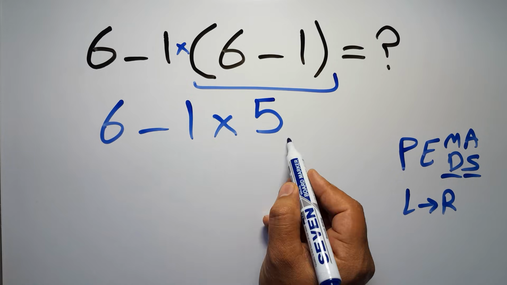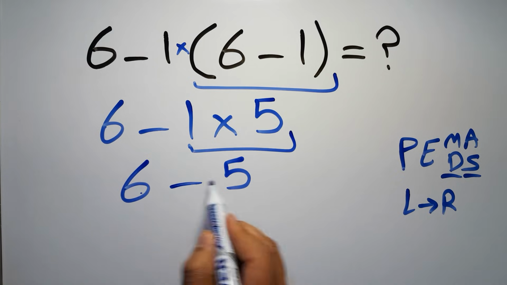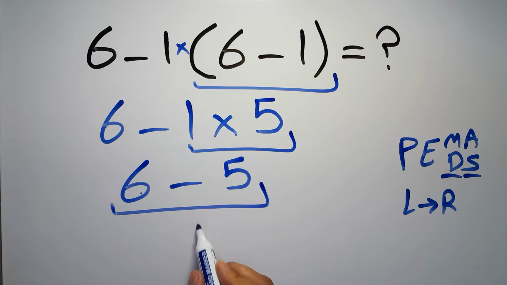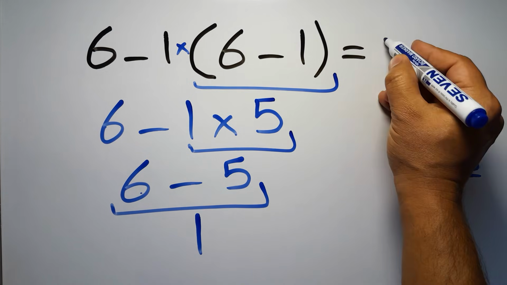1 times 5 is just 5. So we have 6 minus 5, which equals 1. And this is our final answer to this problem. The correct answer is 1.